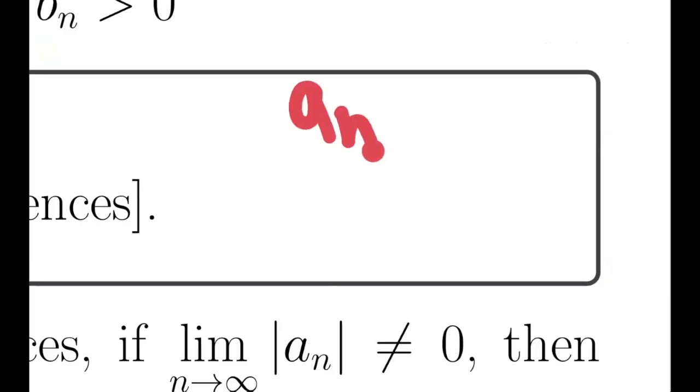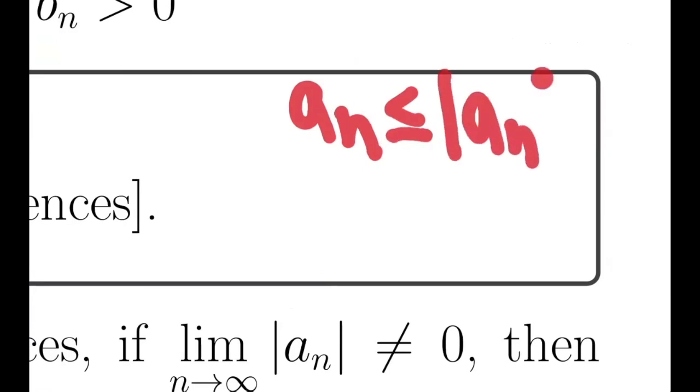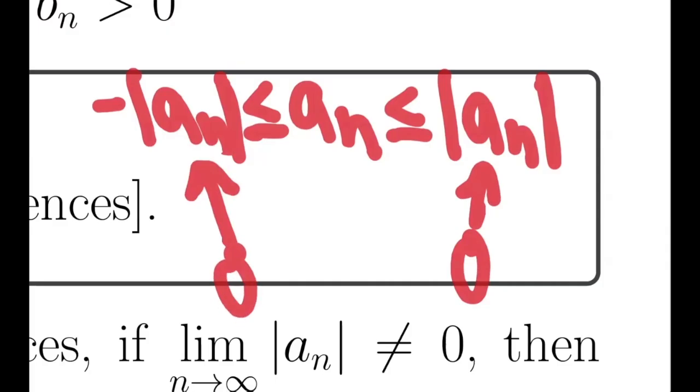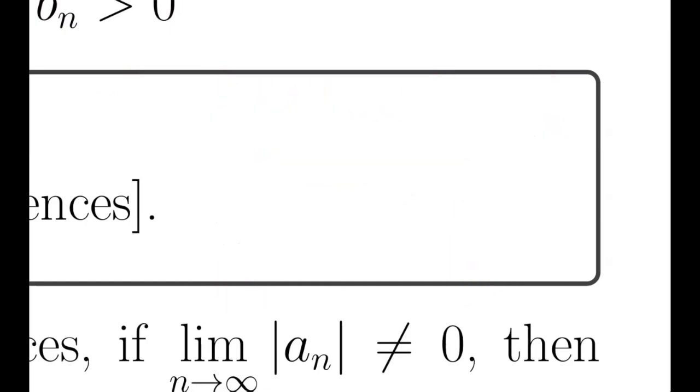Let's say a sub n is a random sequence. Some terms are positive, some terms are negative, but we know that if I make every single term positive, I can say a sub n is less than or equal to the absolute value of a sub n, right? And you can do the same thing where every single term is negative, like this. So if we know that this is 0 as n approaches infinity, that means the limit of negative absolute value of a sub n is also going to be 0. So by the squeeze theorem, we know the limit of a sub n as n approaches infinity is going to be 0.